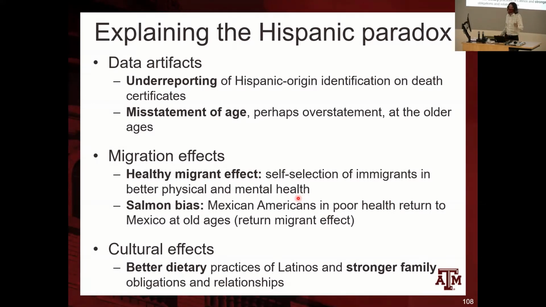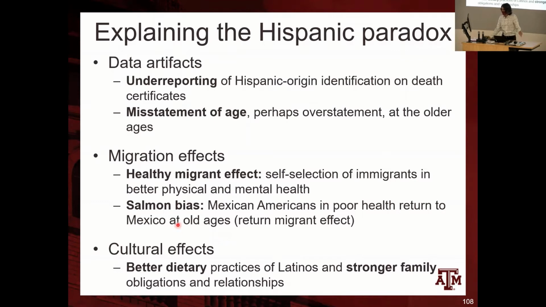And there is also the Salmon bias hypothesis, with the idea that maybe some Mexican Americans in poor health return to Mexico at older ages and then die in Mexico. So they do not enter the numerator of the mortality rates in the US, because they maybe want to live their last years in their home country, and they die in Mexico and are not counted as dying in the US. And that might have an effect on the lower mortality rates among Mexican Americans.